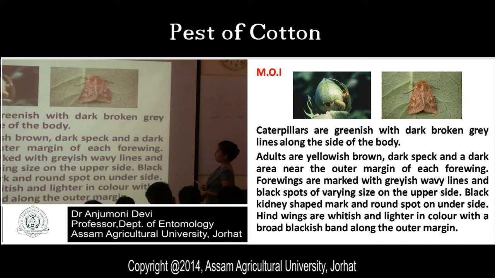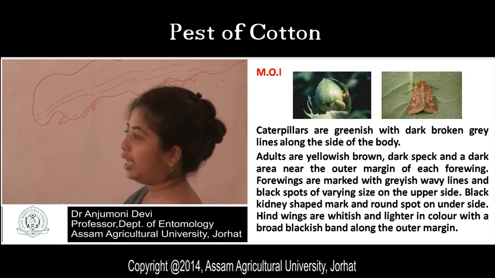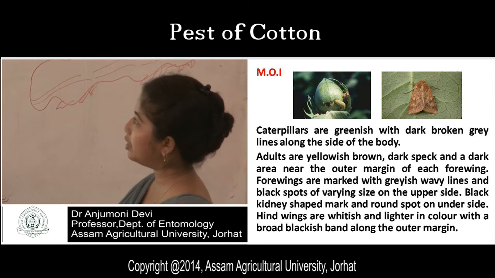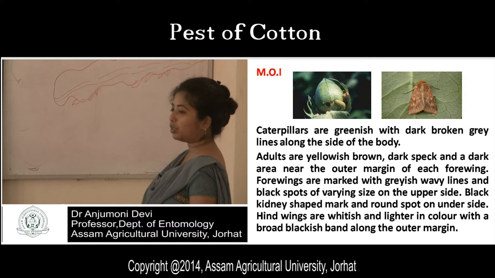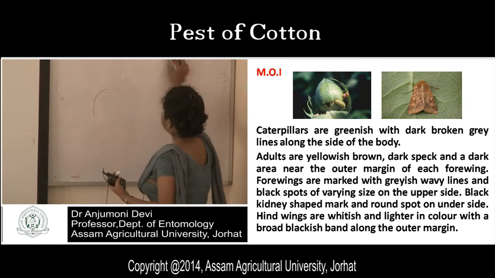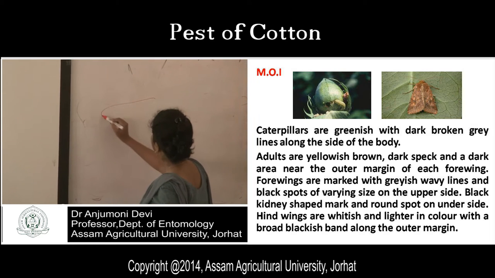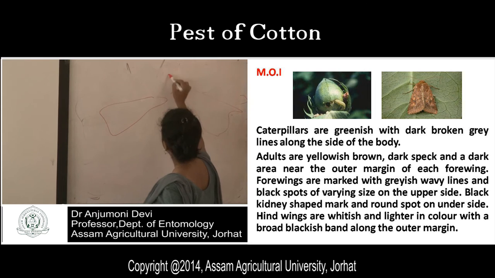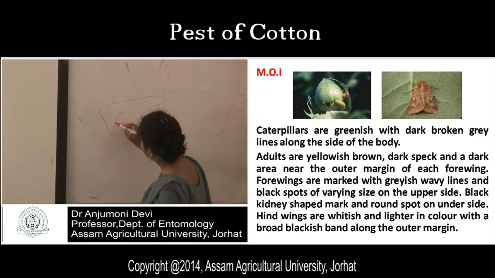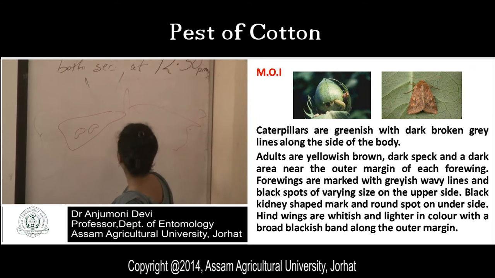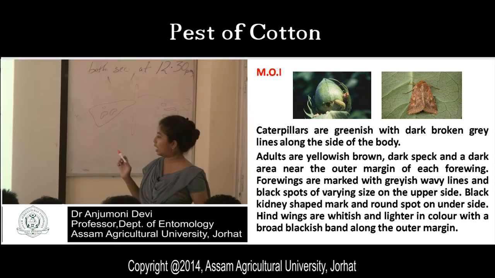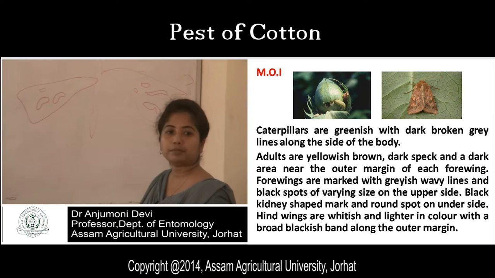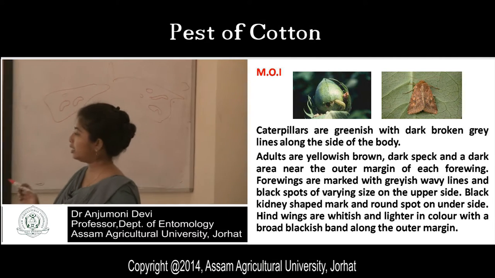Then each forewing is marked with grayish wavy lines and black spots of varying size on the upper side. See the spots in the wings. And a black kidney-shaped mark and a round spot on the underside of the forewing. There are these kidney-shaped spots present on the underside of the forewing, and on the upper side there are black spots. Then the black kidney spots on the underside.